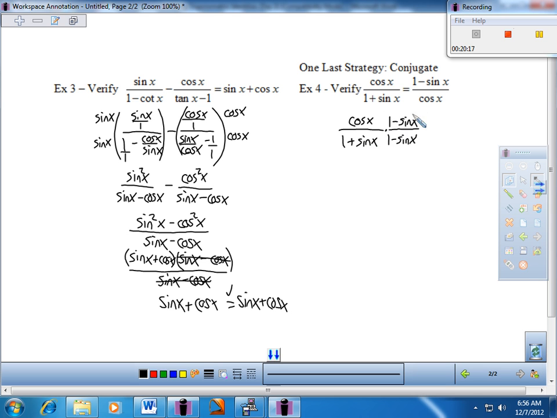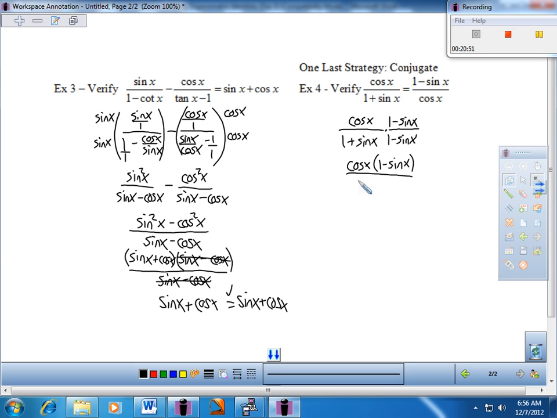Well, I could just multiply the top by 1 minus sine of x. And if I do that, then I have to compensate by doing it on the bottom. And it just so happens that's the conjugate of the bottom. So what unfolds when you do that, of course, is this. And you do want to leave this in factored form, by the way.